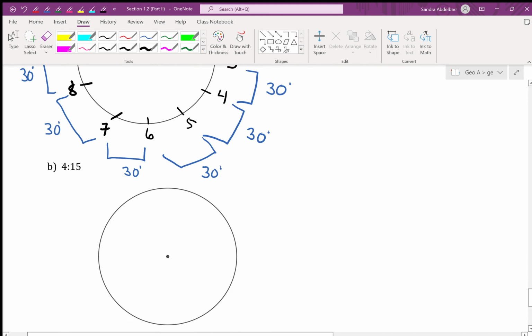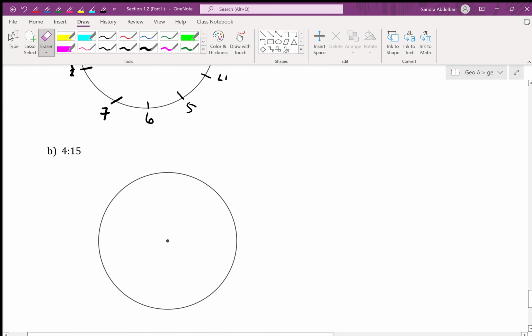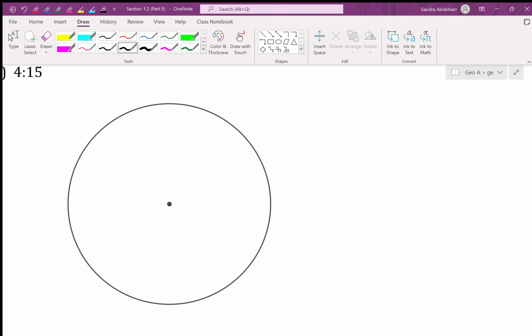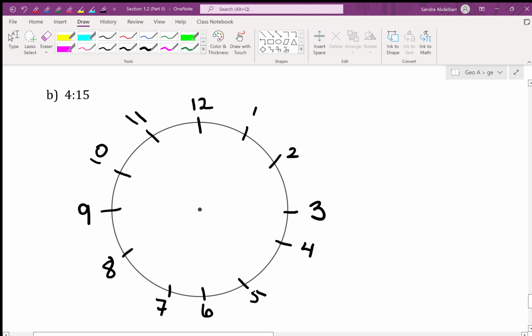All right, let's go on to letter B. So now things are going to get a little bit more complicated because now we're not going to be on exact numbers. Do we still agree between every two numbers is 30 degrees? Yeah.